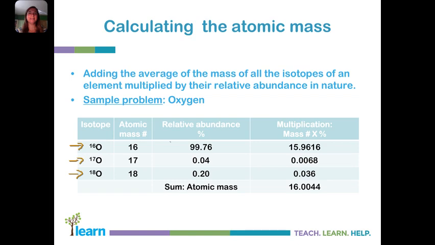When we multiply this number with the relative abundance, and as we can see, oxygen 16 is the most abundant at 99.76% on our planet, we actually get these values for an average mass. And when we add it all together, this becomes the recognized mass of an atom of oxygen.